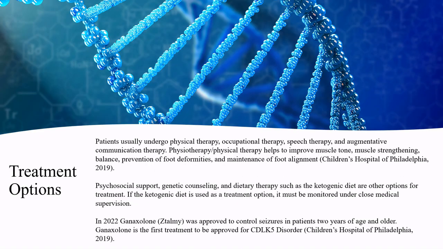Patients usually undergo physical therapy, occupational therapy, speech therapy, and augmentative communication therapy. Physiotherapy helps to improve muscle tone, muscle strengthening, balance, prevention of foot deformities, and maintenance of foot alignment. Psychosocial support, genetic counseling, and dietary therapy such as a ketogenic diet are other options for treatment. If the ketogenic diet is used as a treatment option, it must be monitored under close medical supervision.